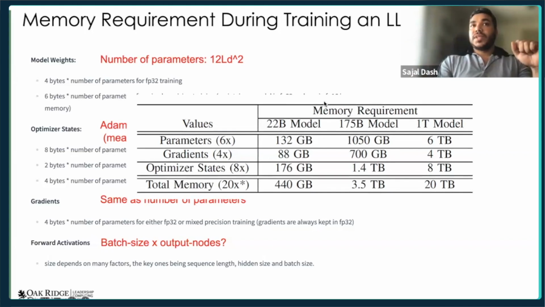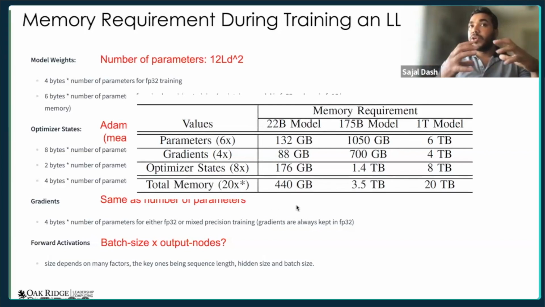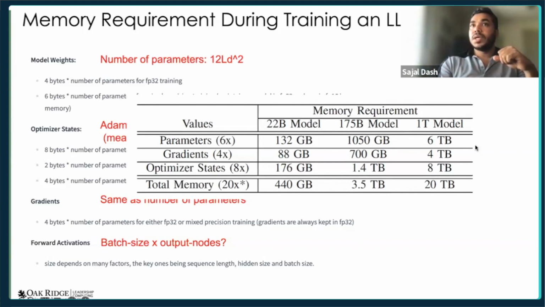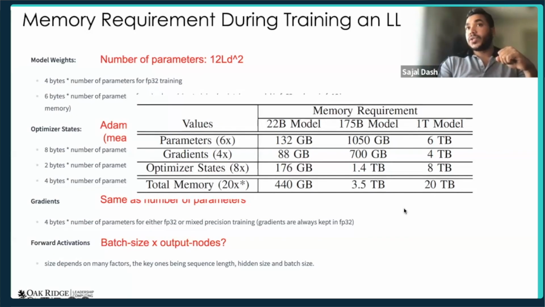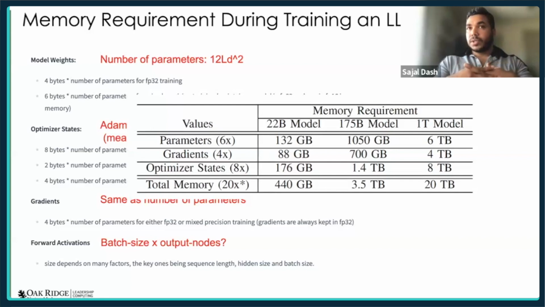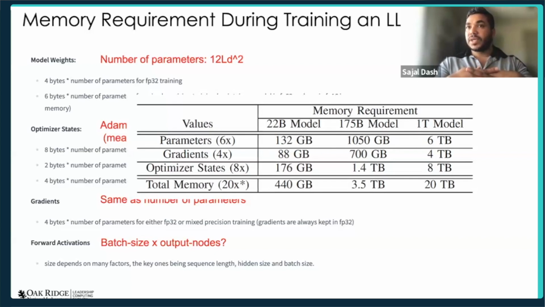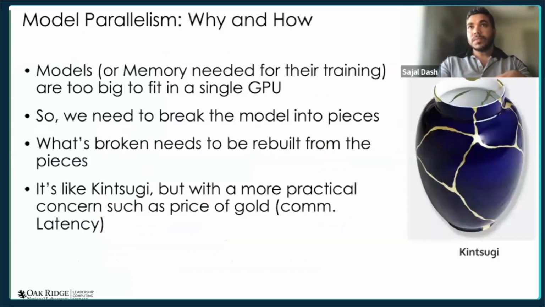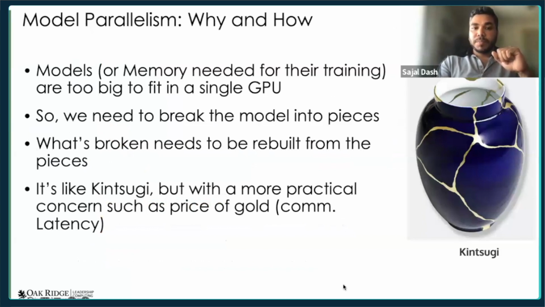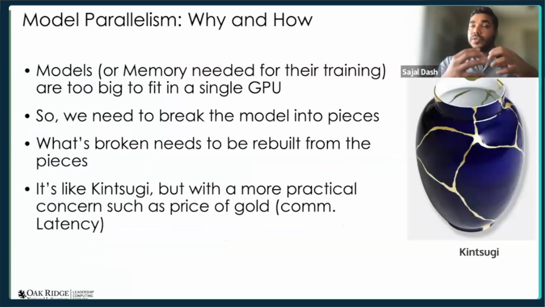What that means is that if you want to train a 22 billion parameter model, you will need 440 gigabytes of memory. That's the minimum. For a 175 billion parameter model, you need 3.5 terabytes. And for a 1 trillion parameter model, you need 20 terabytes. But the GPUs that I have worked on have only 64 gigabytes each. So you can see these models are too big to fit in a single GPU. Definitely we need to break this model apart and place the parts on different GPUs, so different GPUs will host different parts of the model.